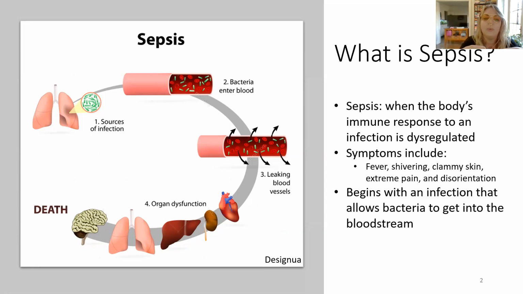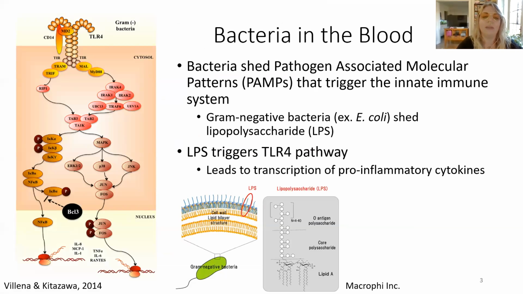And it all begins when bacterial infection occurs and some of that bacteria gets into the bloodstream. And so as the bacteria moves throughout our system, it sheds various pathogen-associated molecular patterns, or PAMPs, such as lipopolysaccharide, or LPS, which is found on the outer membrane of gram-negative bacteria, such as E. coli. And this LPS can trigger the innate immune system through the pathogen recognition receptor, such as TLR4.